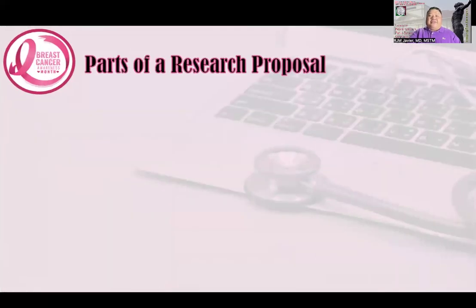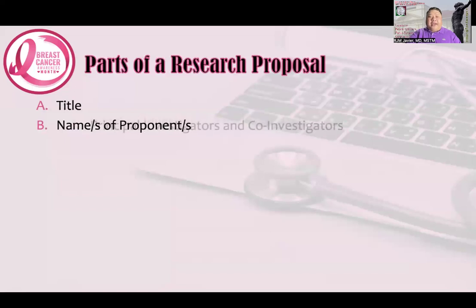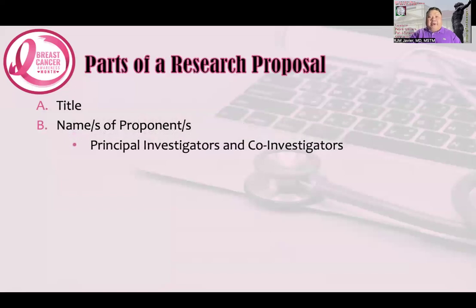So, what are the parts of a research proposal? In general, your research proposal should contain the following: the title, the names of the proponents. In particular, for this research endeavor that you're currently doing, we will be identifying the principal investigators, which will be the students, and your co-investigators, which will be your faculty members from the Department of Preventive and Community Medicine, as well as from the other academic units of the UERM College of Medicine.